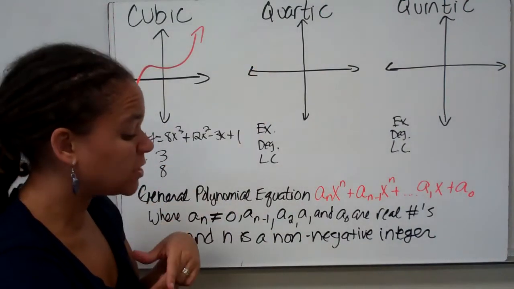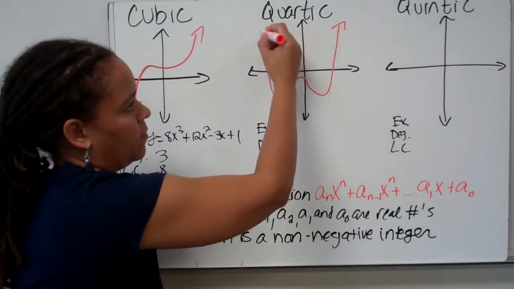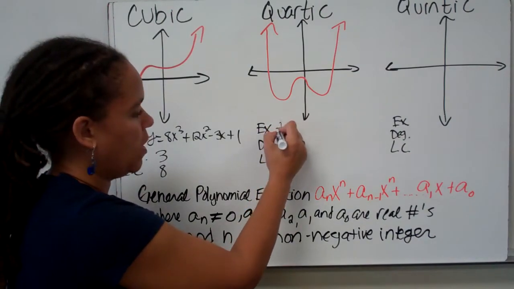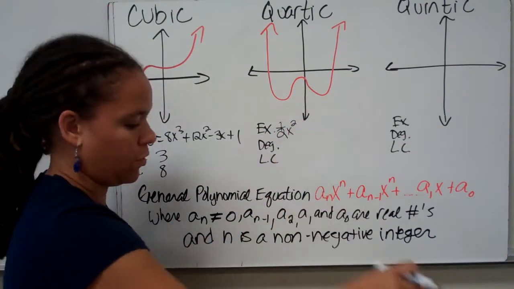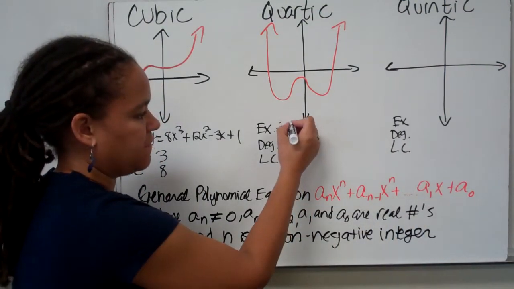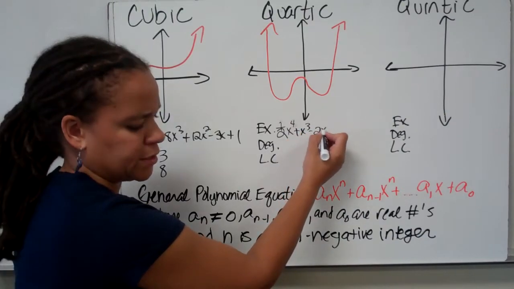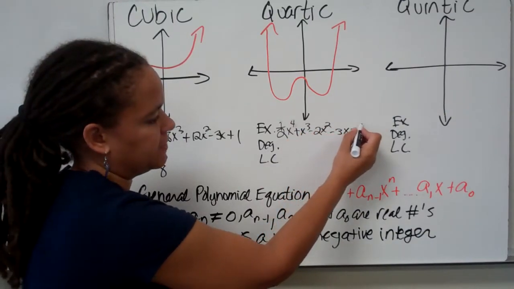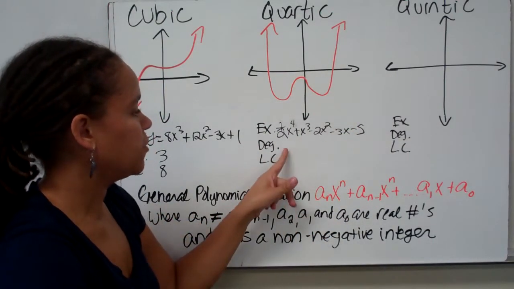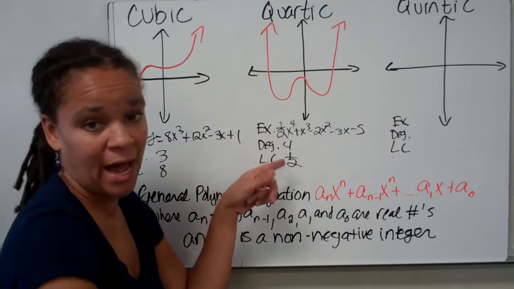Now let's look at a quartic function. They can look very different. I'm just giving examples. An example here, maybe you have 1/2 x to the 4th plus x cubed minus 2x squared minus 3x minus 5. I just put all of the terms in there so you could see. The degree here is going to be 4, and of course the leading coefficient is going to be 1/2.